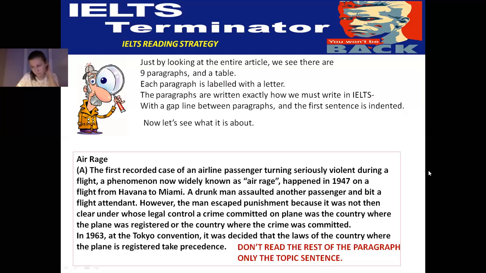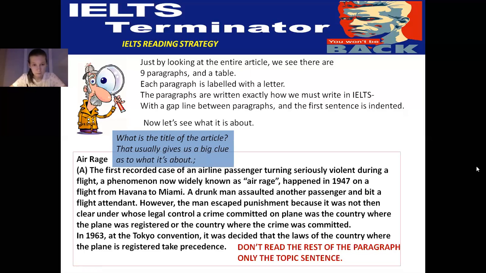So we know paragraph A is telling us a little bit about the history of what this is all about. The title of the article, Air Rage, gives us a big clue. We start to think about what is air rage. Now, let's say we don't know what air rage is, we might be able to relate it to traffic rage or something, where people go nuts in the traffic. So we think about what we know about this, and then we go along.